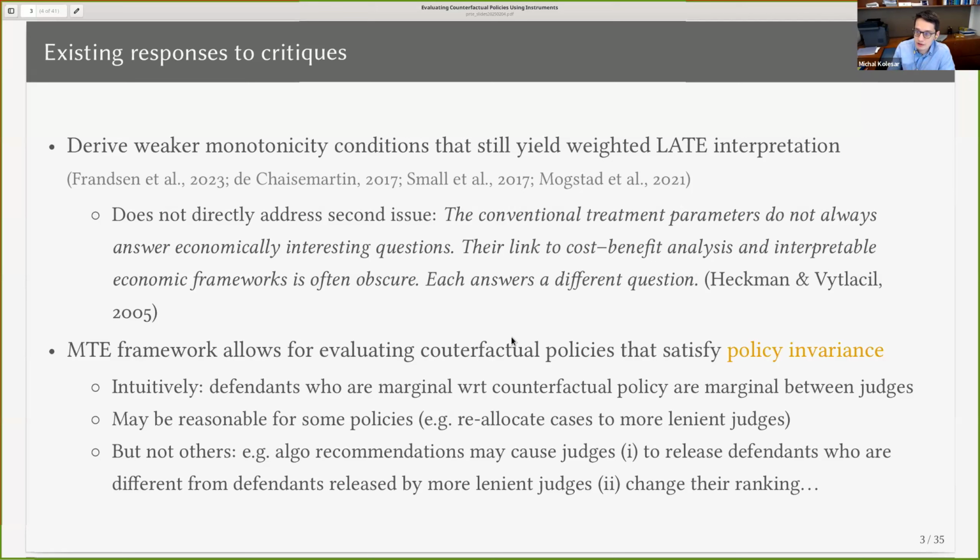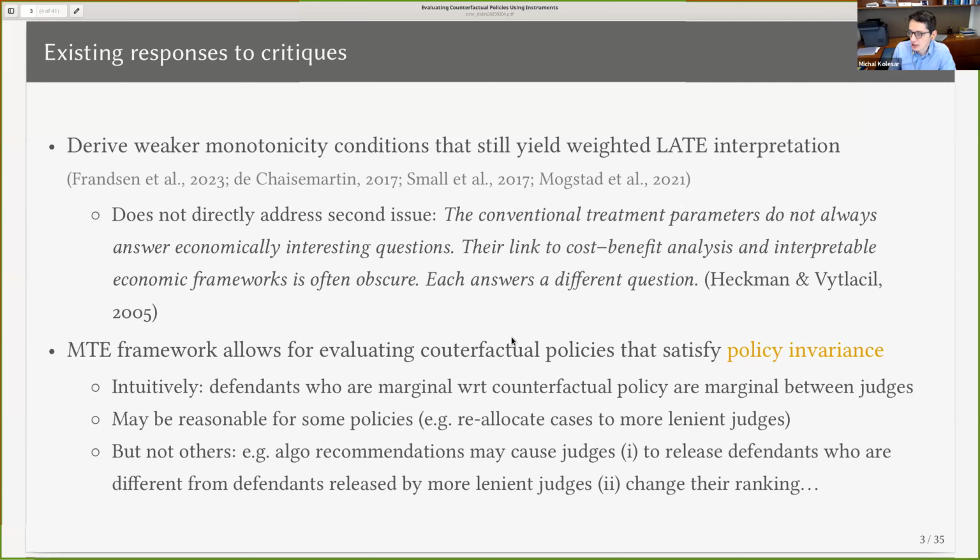And one way to get directly at the policy at hand is to use this marginal treatment effects framework. However, in order to directly use it, you need this assumption of policy invariance, which essentially says that if I'm asking, say, the judges to be as lenient as the most lenient judge, that's my policy, then what's going to happen under this counterfactual is that everybody's going to be making exactly those decisions as the most lenient judge.